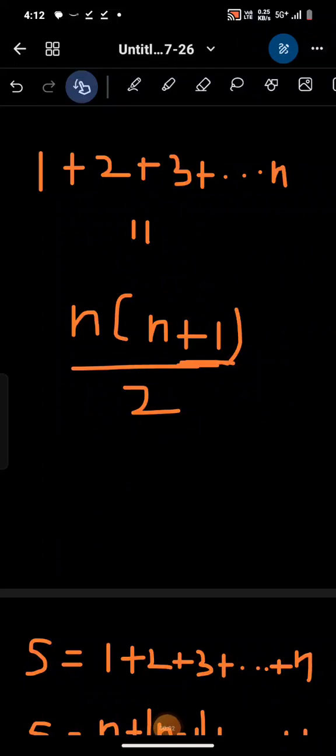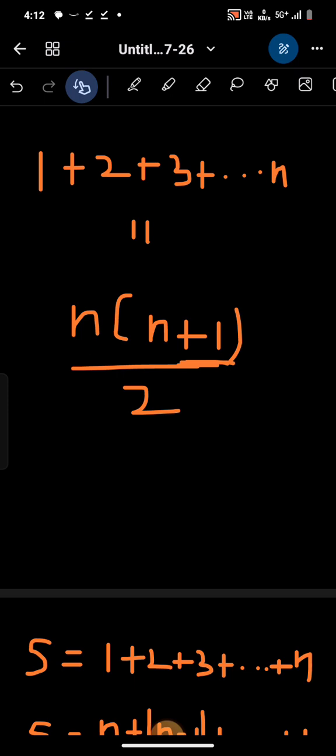What is the sum of n natural numbers? So your instant answer might be n times n plus 1 divided by 2. If this is your answer for this question, congratulations, you are correct. And you feel like it's easy. So let's continue further. How do we prove this?